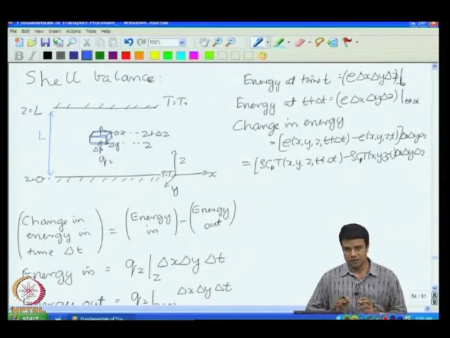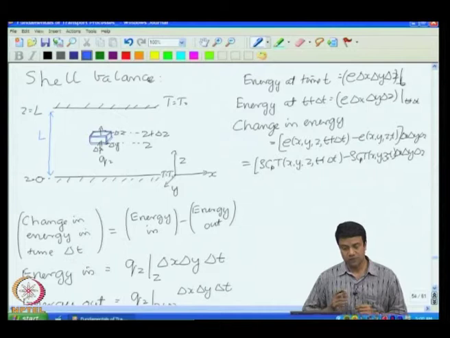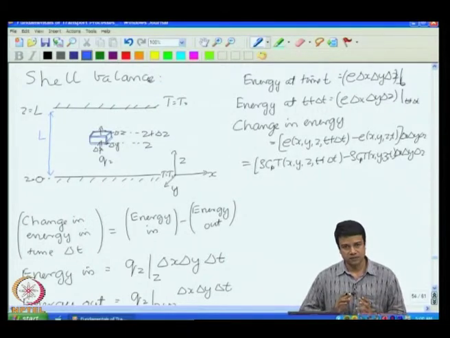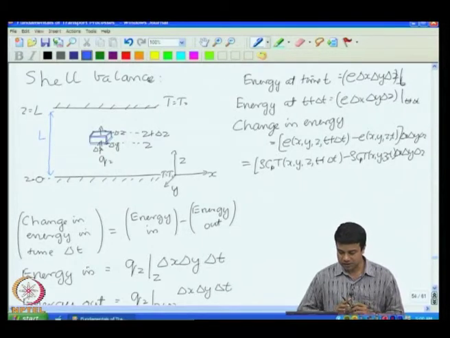This is valid only when there are no sources or sinks. If you imagine a chemical reaction which was generating heat, there would be a source. If there was an endothermic reaction which absorbed heat, there would be a sink of energy. If none of these is present, you just have a fluid which neither generates nor consumes energy, then the balance condition basically says that the change in energy in the time delta t is equal to energy in minus energy out.